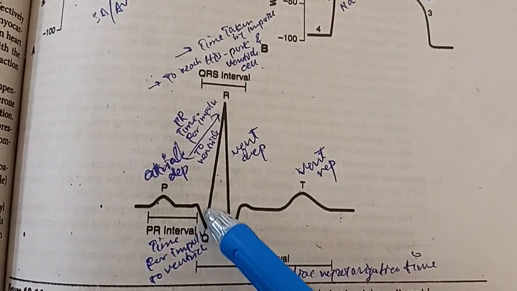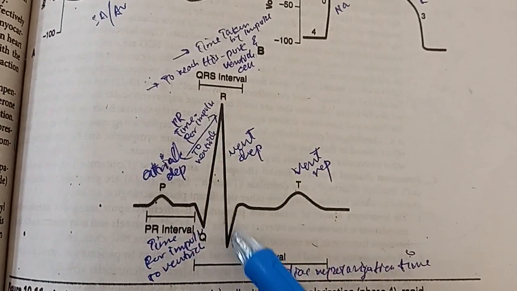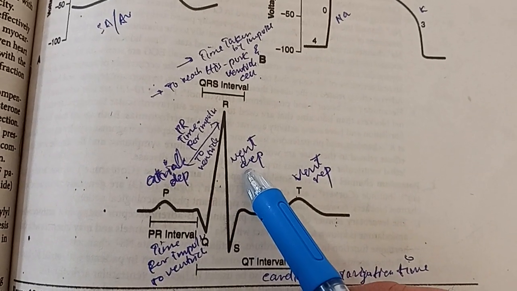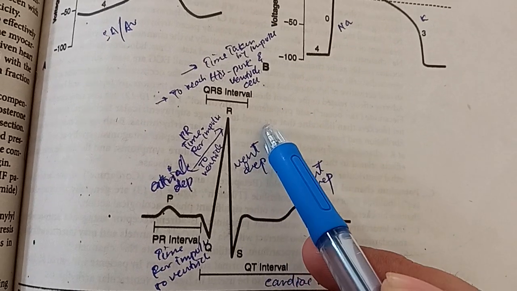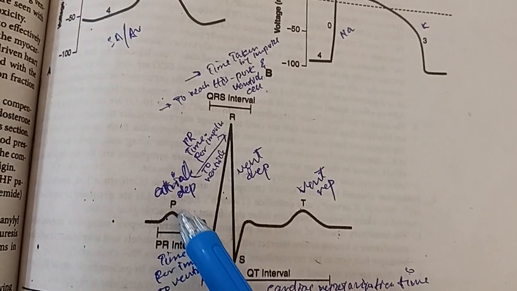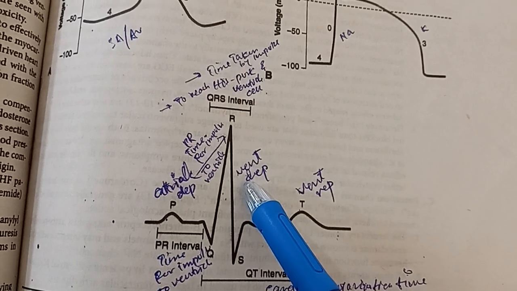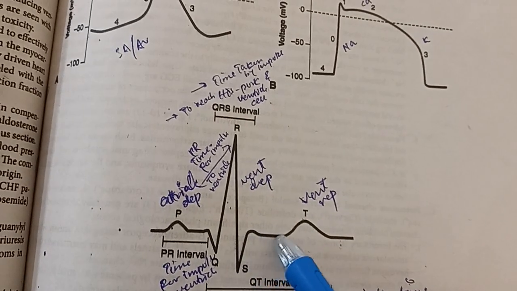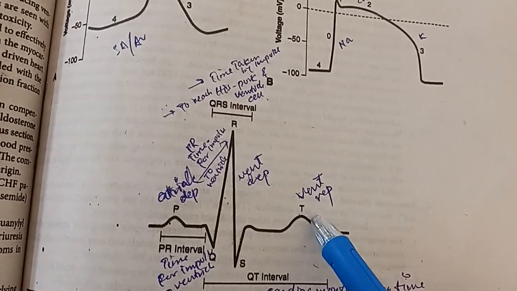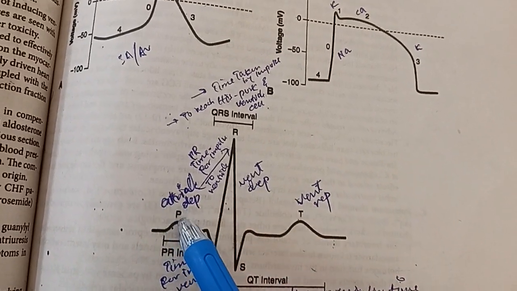Then from here, another shoot up is observed, then a shoot down. This represents the QRS complex, and this complex tells us about ventricular depolarization. Upper chambers are called atria, lower chambers are called ventricles. So atrial depolarization is shown by the P wave, then this portion tells us about ventricular depolarization. Then there is a little bit of flat portion, and again a wave is seen, which tells us about ventricular repolarization.